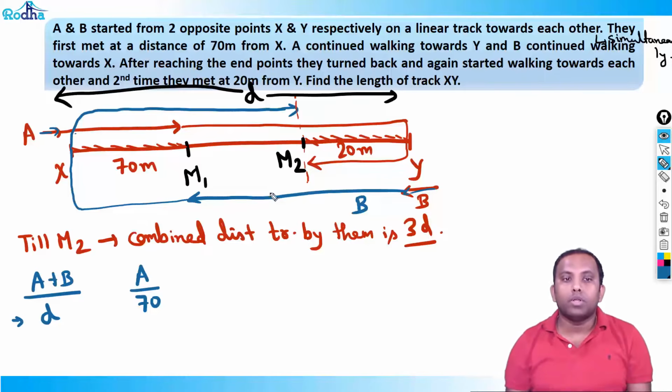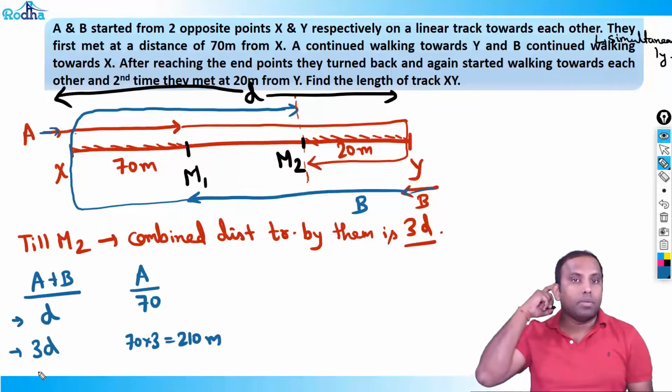That means till M2, if A plus B travels a distance of 3D, then A should travel how much? 70 into 3, that is 210 meters. So A should travel 210 meters, right?